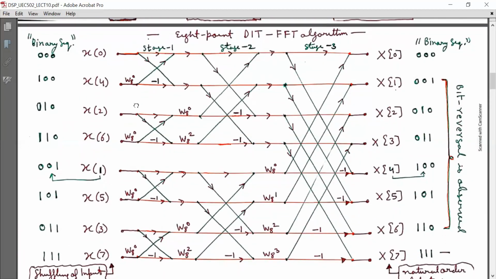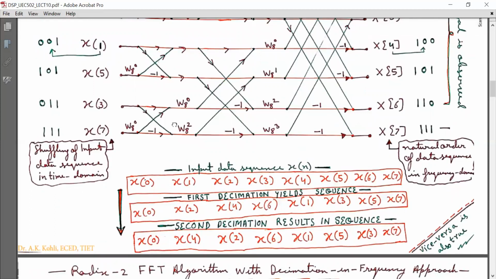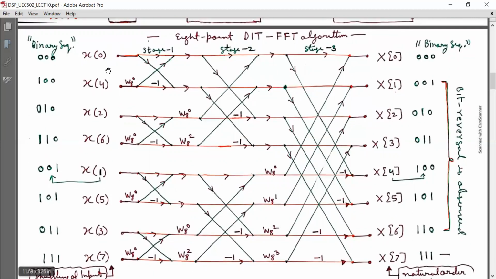Consequently, we arrange this sequence at input. Here x0 is x[n] at n equal to 0. So the index n, that is the time domain index, is in binary sequence. 0 is 000, 4 is 100, and 2 is 010, and 6 is 110, and 1 is 001, and so on.